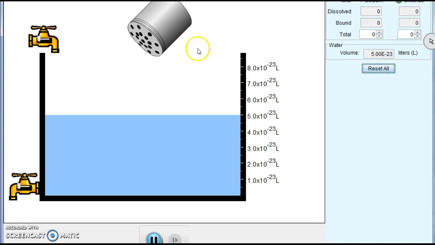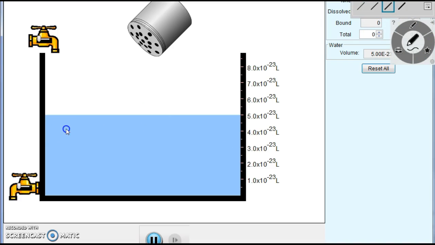So inside here, I have a bunch of water, right? And really, the water is oops. Let me try. Come on. Let me try.